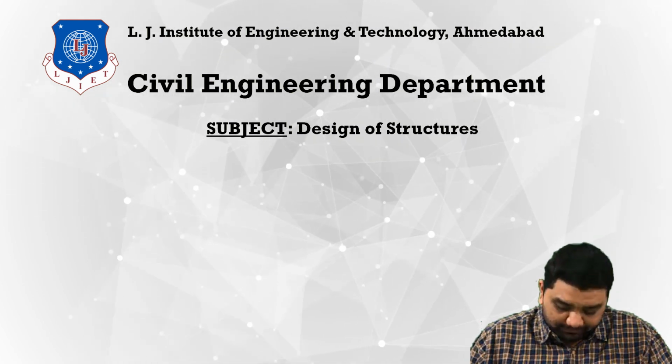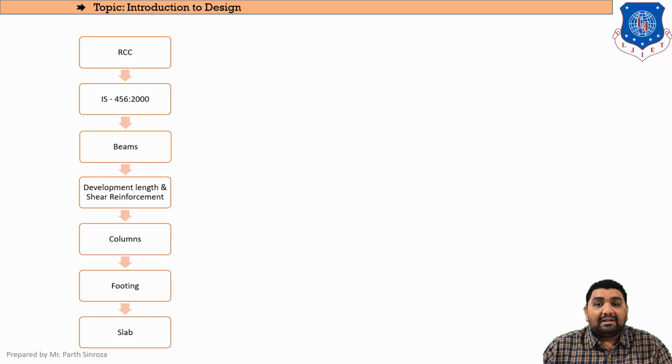First, our RCC portion. We need to refer to the code. These codes are prescribed by the Indian Standards and they are legalized and standardized. So wherever the location may be in our country, the same technical specifications are used to design an element. For the RCC portion, we will be referring to the code IS 456-2000. It is divided into parts, the first being beams. Beams are again divided into topics such as development length and shear reinforcement.